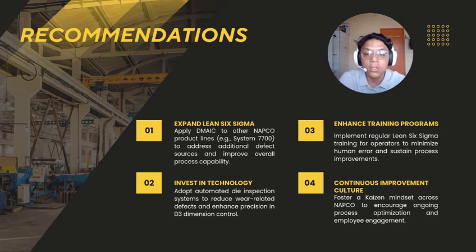Fourth, introduce real-time monitoring with IoT-based sensors. These can track the D3 dimension during extrusion, allowing us to catch and fix issues instantly, preventing defective profiles. Fifth, collaborate with suppliers to ensure consistent aluminum billet quality. This reduces material-related defects, complementing our process improvements.